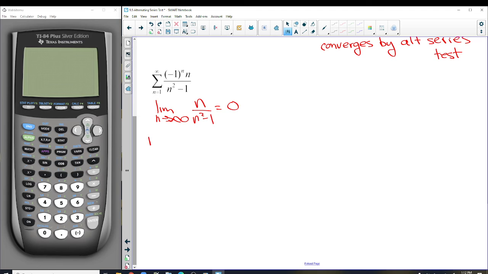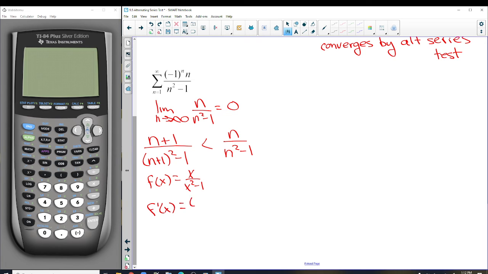But now, in order to say this, we have to do the derivative. So we're going to let f of x equal x over x squared minus 1. f prime of x is the bottom times the derivative of the top, minus the top times the derivative of the bottom, over the bottom squared.